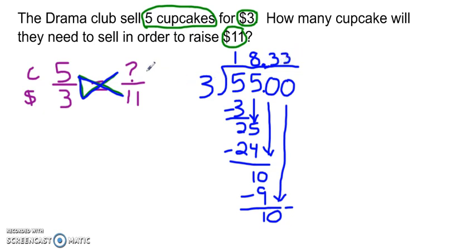So my answer is going to be 18.3, and I'll just round it off. So the answer to the question is the Drama Club will have to sell 18.3 cupcakes in order to make $11.